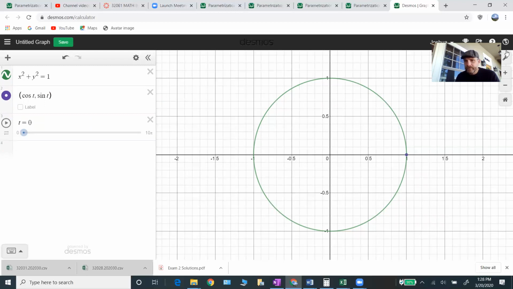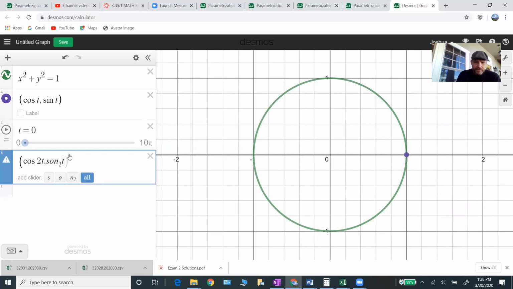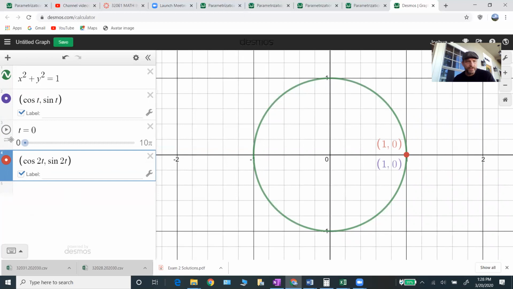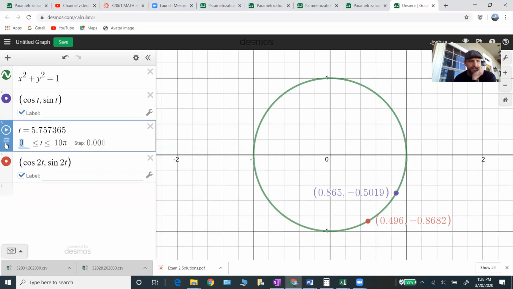And so there it is. There's my point. Now, I'm also going to set up cosine 2t, sine 2t. Now, right now, these are right on top of each other, okay? But watch what happens as we play this through. Oh, let's slow this down. It's a little fast.